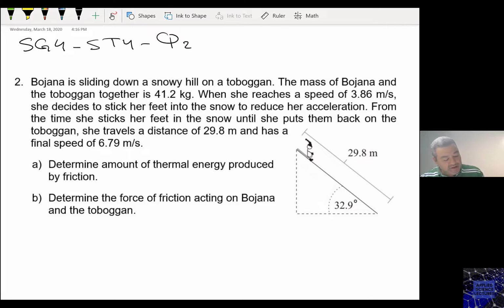Bogana is sliding down a snowy hill on a toboggan. The mass of Bogana and the toboggan together is 41.2 kilograms. When she reaches a speed of 3.86 meters per second, she decides to stick her feet into the snow to reduce her acceleration. From the time she sticks her feet in the snow until she puts them back on the toboggan, she travels a distance of 29.8 meters and has a final speed of 6.79 meters per second. So let's start drawing the free body diagram.